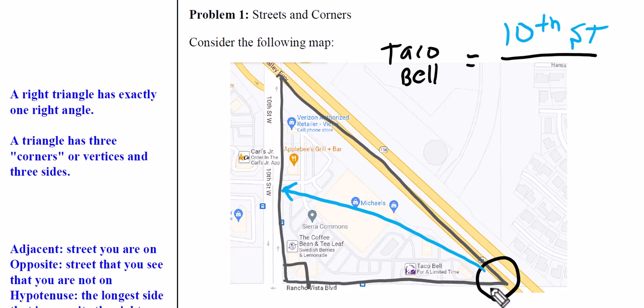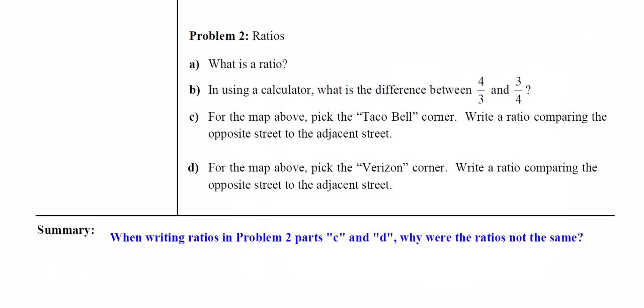What street am I on? What is the adjacent street that I'm on? Rancho Vista. So this is the ratio. And you're thinking, where's the math? There isn't right now. We're just showing you how to set things up. This is the comparison of opposite over adjacent from the Taco Bell corner.